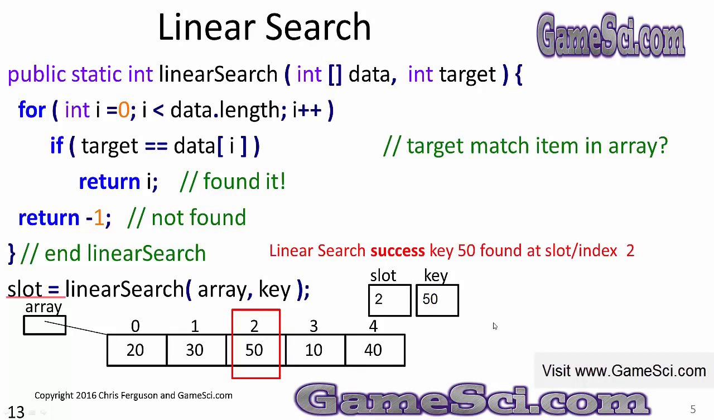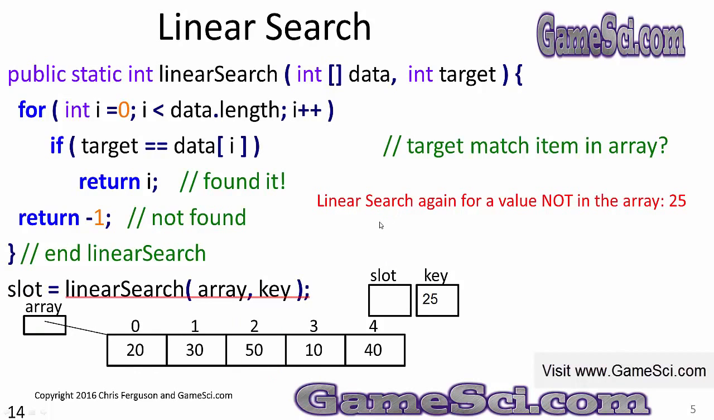You send it an input, find this in this larger array, and it tells you where in the array it's located. Let's try it again, but this time let's search for something that is not in the array. Let's search for a key of 25, and a quick scan of that array tells you 25 is not there. What happens when you linear search for something that is not in the array?